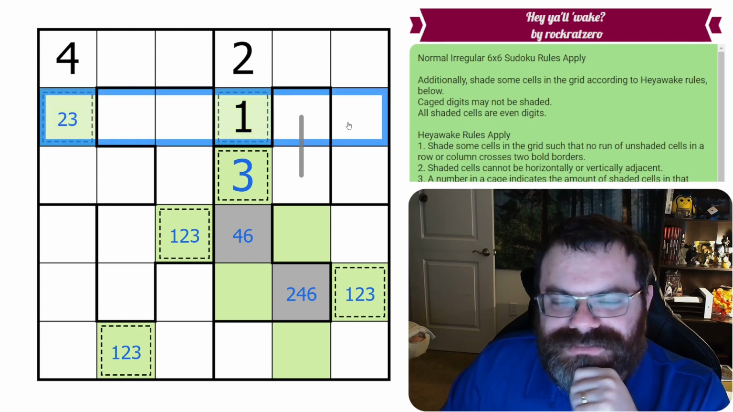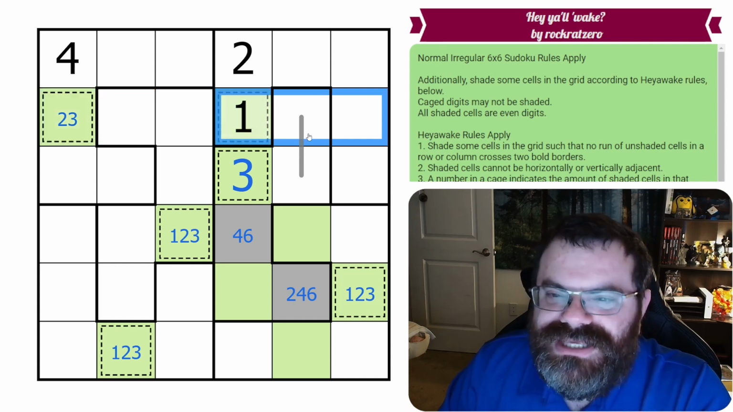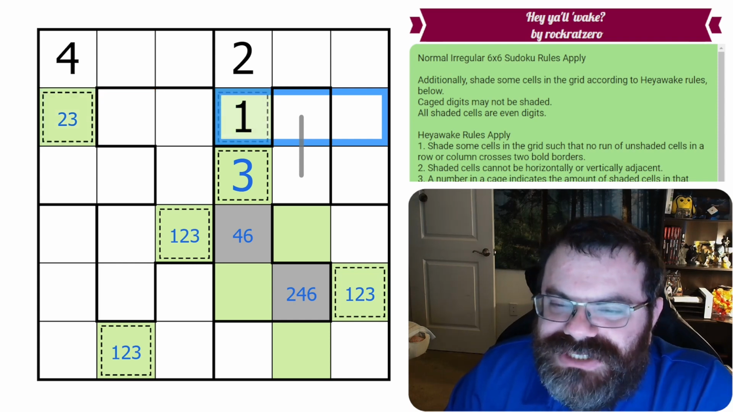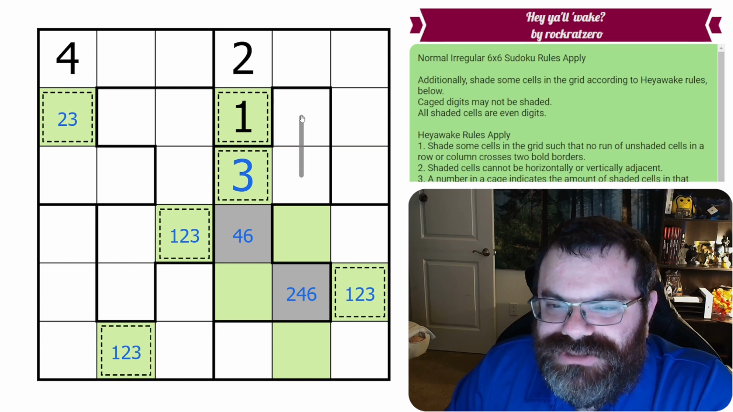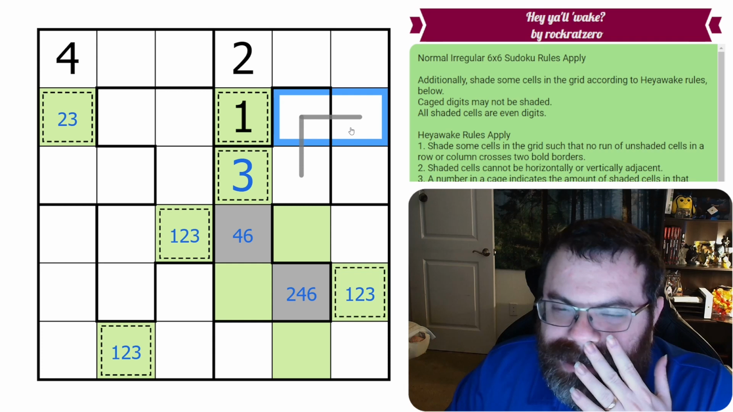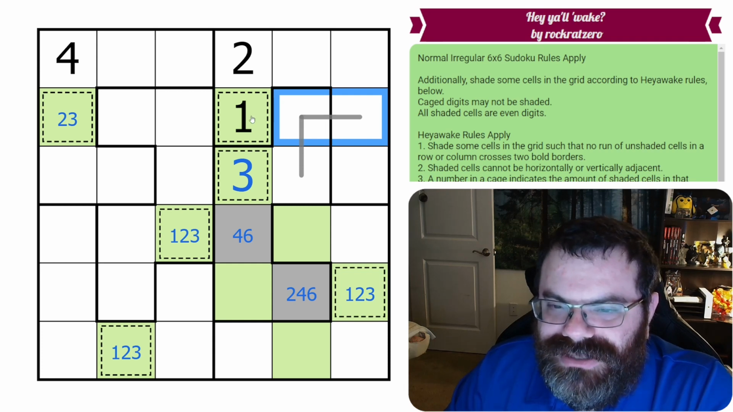What about this row? Within these 3 cells, even if just these 3 cells were green, let me green them just to demonstrate, we'd already be crossing 2 borders. So that means that one of these 2 is shaded. We can just draw a line for that. Because if we didn't have either of these shaded, then we would be crossing 2 bold borders. So one of them must be.